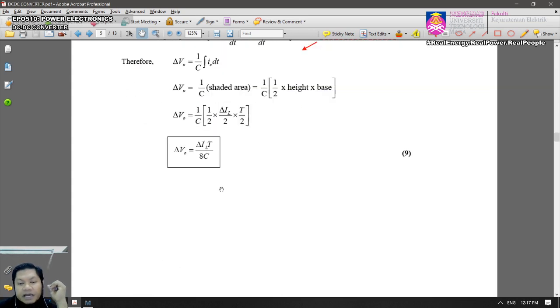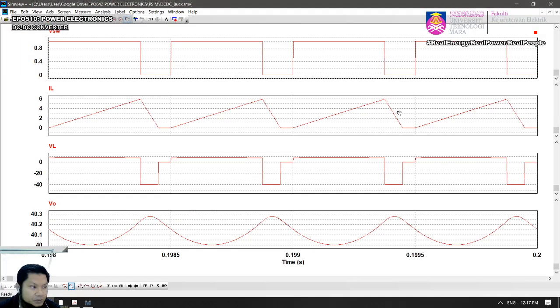Then you can determine actually the delta V naught. Okay, the size of the ripple given the value of capacitor, or either way, you can design the capacitor size given any percentage of the ripple, delta V naught. Right? For example, we come back to this example here.